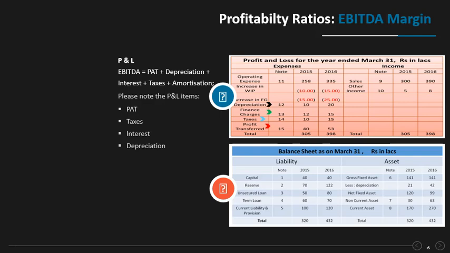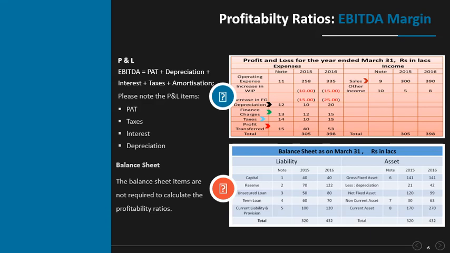There is no amortization considered in this example. On the income side of the P&L statement, the sales figure is provided. For calculation of the EBITDA margin we do not require any inputs from the balance sheet. Let us calculate the EBITDA margin for financial year 2014-15 and 2015-16. EBITDA margin equals EBITDA divided by sales.